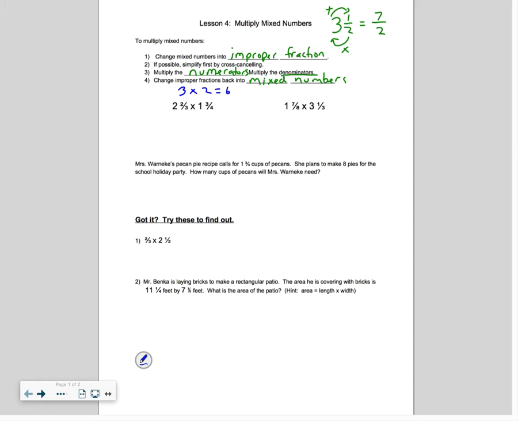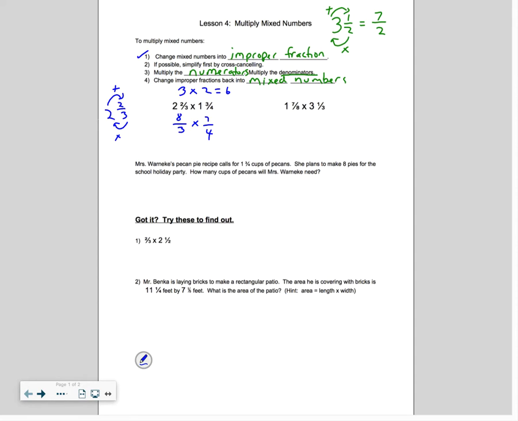So 2 2/3, I'll work this off to the side so you can see how I'm changing that into an improper fraction. 3 times 2 is 6, and 6 plus 2 is 8. So 2 2/3 is 8/3. And then the next one I'll change in my head. 1 3/4 is 7/4.